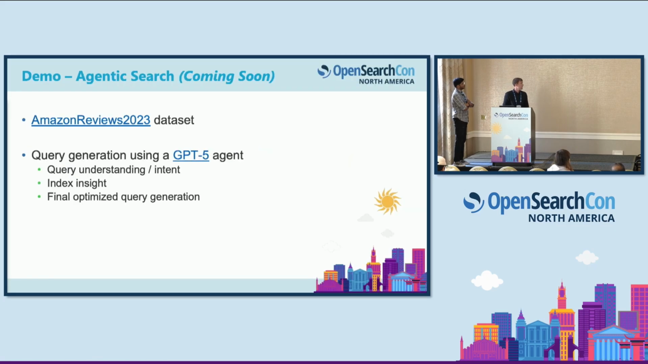Okay, so moving on from that, I'll now discuss something that's a work in progress here, which is agentic search. I'll do this on the same data set. For this use case, I'll show how we can just pass natural language to an agent, in this case with GPT-5, which will then take that natural language and understand the query and what the user is asking, the intent of it. It'll analyze the index that you're searching over, and then finally generate an optimized query for that.